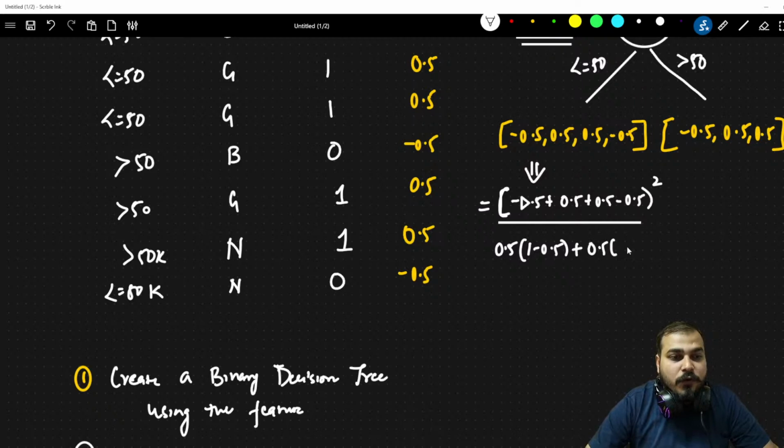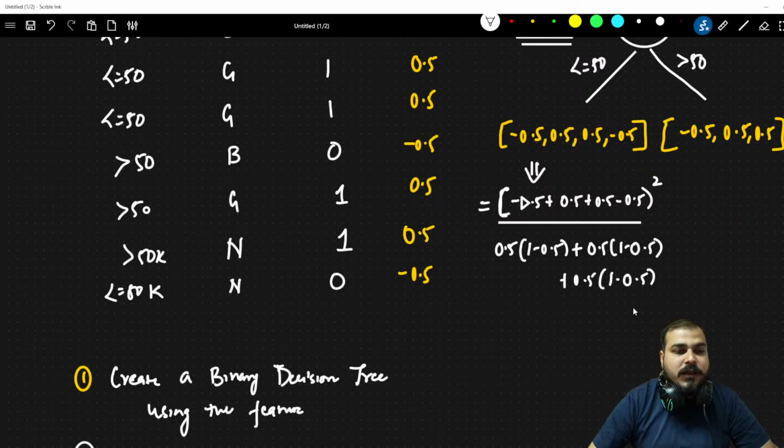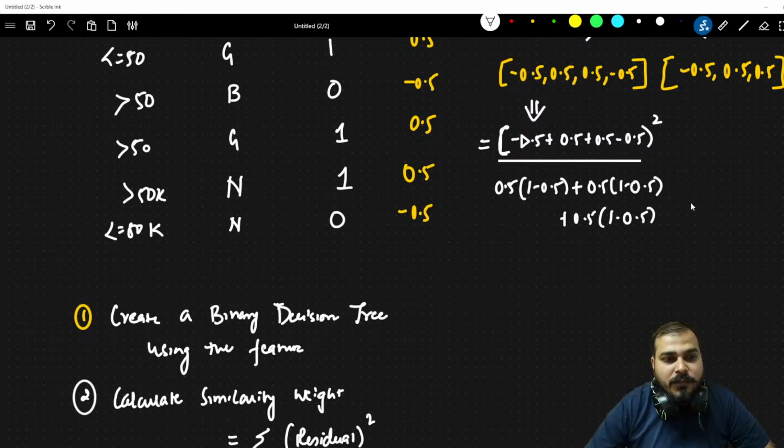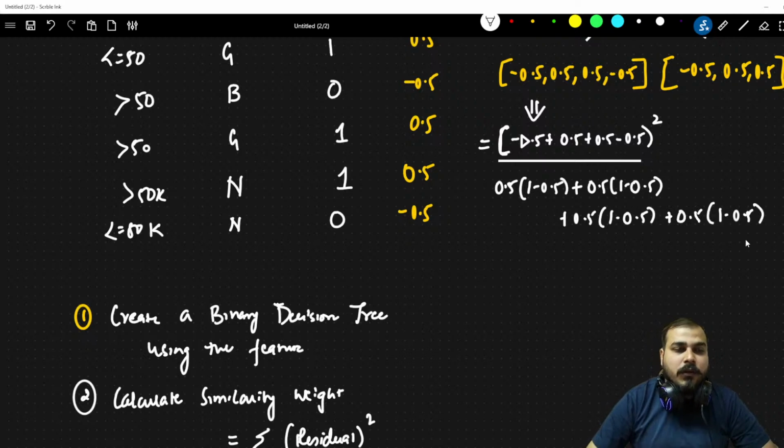Like this, I will do it 4 times. 1 minus 0.5, then 0.5 multiplied by 1 minus 0.5. And finally, you'll see one more, which is plus 0.5 times 1 minus 0.5. So this will be your total with respect to this. I hope you have understood till here what we have done. This is the summation of residual square, and this is the probability multiplied by 1 minus probability.